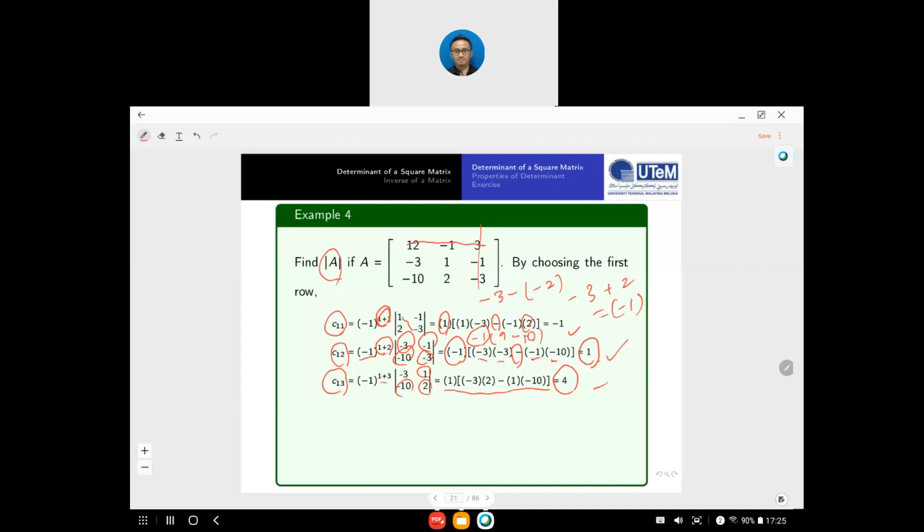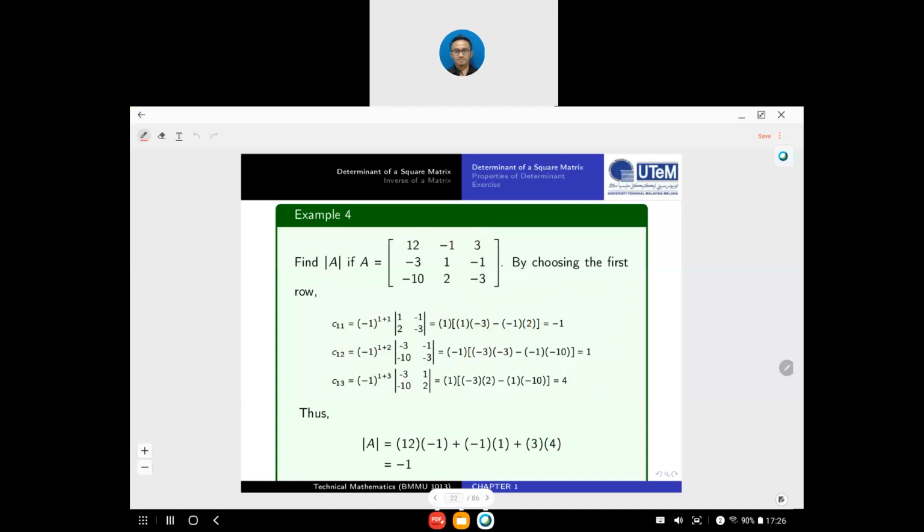Okay, this one is the cofactor, but you want to find the determinant. We know that the determinant equals the cofactor times the element of the matrix. So you will get the determinant of matrix A: 12 times cofactor negative 1, because we want to find C11. So you take element 1, 1, plus negative 1 times 1, plus 3 times 4. So you can get negative 1.